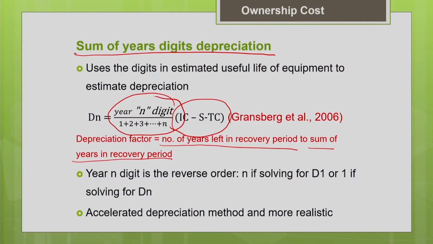In straight line method, the depreciation factor was 1 by n. Here it is number of years left in the recovery period. As I told you, your useful life, your service period, recovery period, everything means the same. Why we call it as recovery period? Because we are going to recover all the cost invested in the machine during the useful life of the machine. That is why we call it a recovery period.